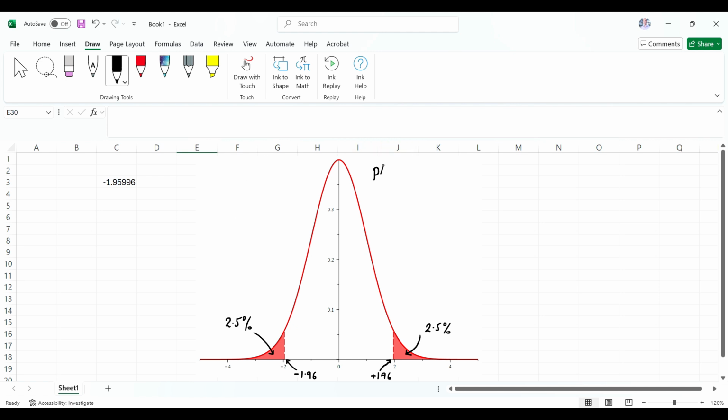So the probability of randomly observing an outcome from a standard normal distribution less than or equal to minus 1.96 is going to be equal to 0.025 or 2.5%. Similarly, the probability of randomly observing an outcome greater than or equal to plus 1.96 is going to be equal to 0.025 as well, and the probability of seeing an outcome either greater than plus 1.96 or less than minus 1.96, we just add up those probabilities and the total shaded area here is equal to 5%.